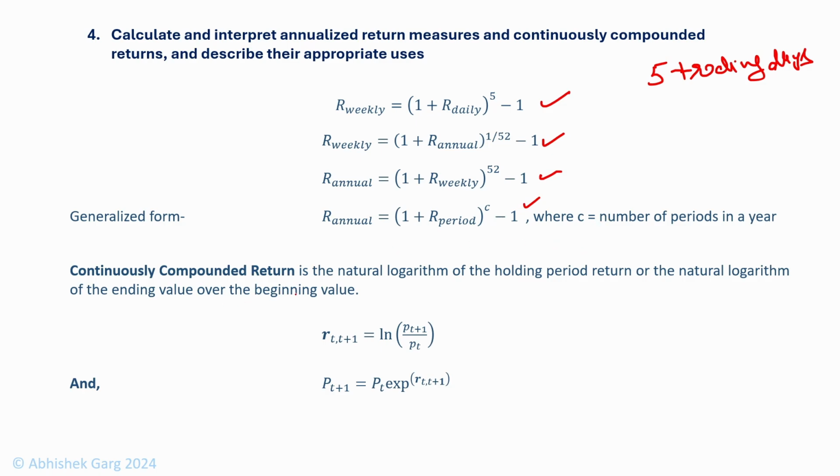Let's talk about the continuously compounded return. It is the natural logarithm of the holding period return, or the natural logarithm of the ending value over the beginning value. This is your continuously compounded return, and the value of the portfolio at time t plus 1 is equal to the beginning value of the portfolio times e raised to the rate of return. So you need to remember all these formulas during the exam.